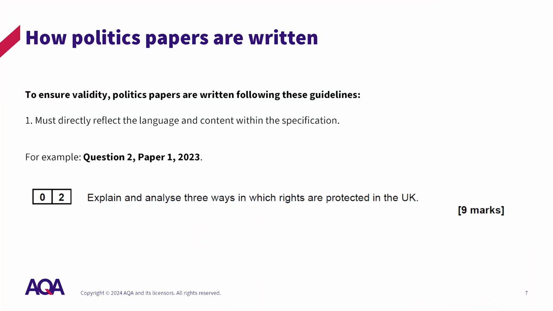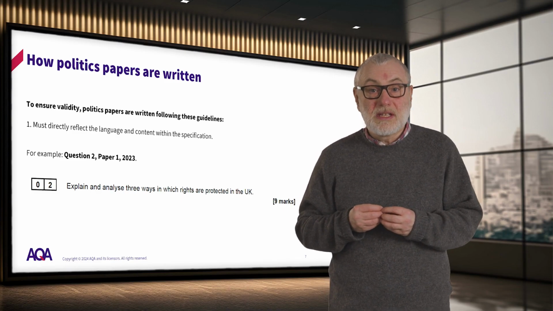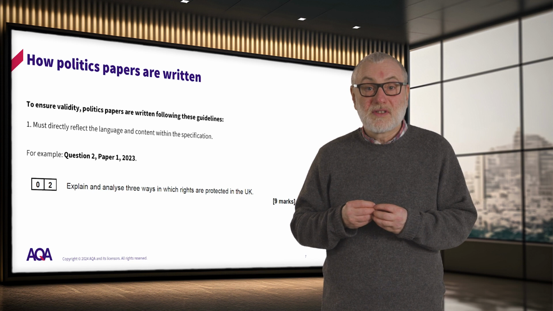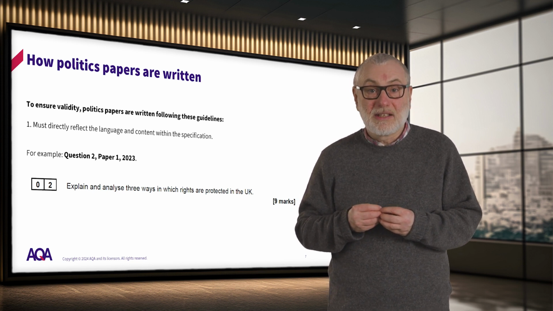In order to ensure validity, politics papers are written following these guidelines. Firstly, all papers should directly reflect the language and content within the specification. This ensures that AQA are assessing what they mean to assess and that all students who have studied the politics A-level specification have an equal chance of accessing the questions.